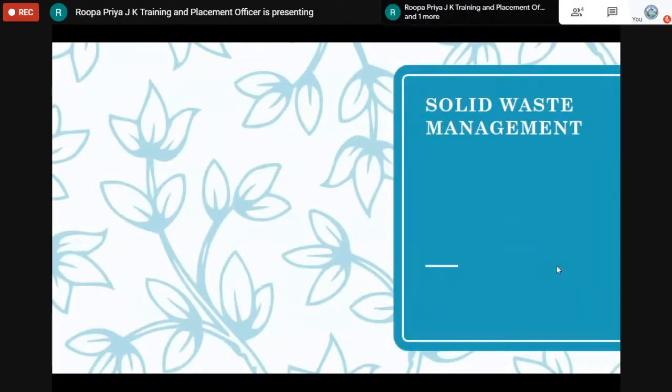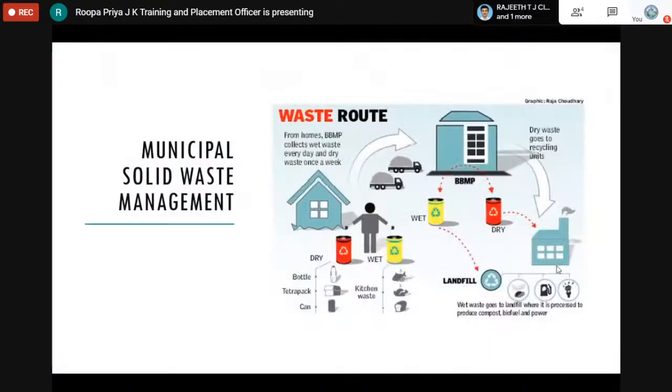This is about solid waste management. If these are the wastes which we are generating, then how do we manage it? So this is a simple process about municipal solid waste management. Right from the generation to collection of the waste, the transportation of the waste, transporting the waste to processing units, and also the ultimate disposal is the actual management process.